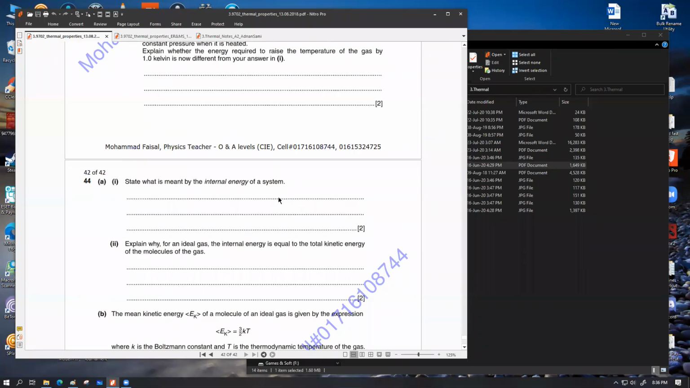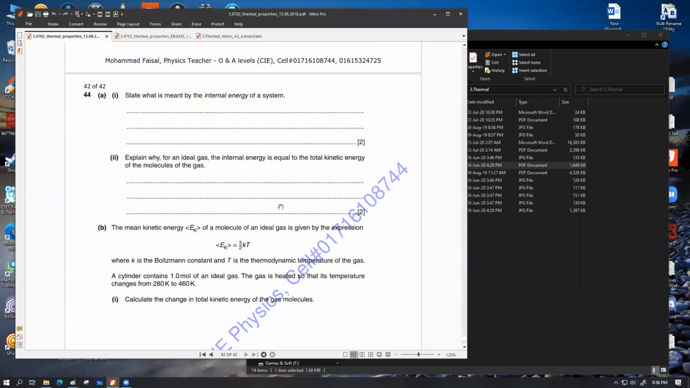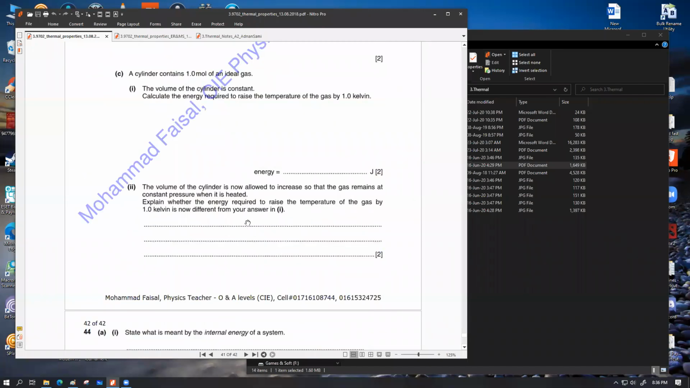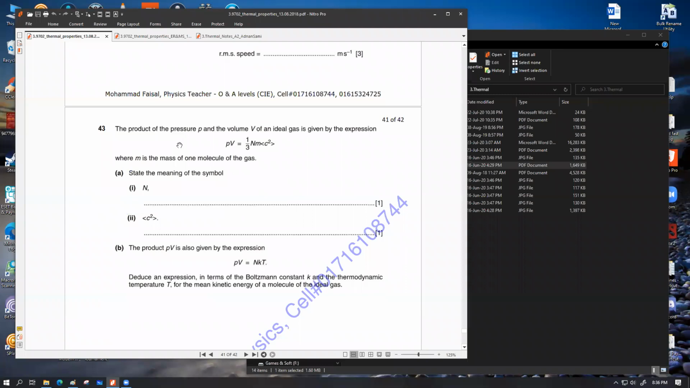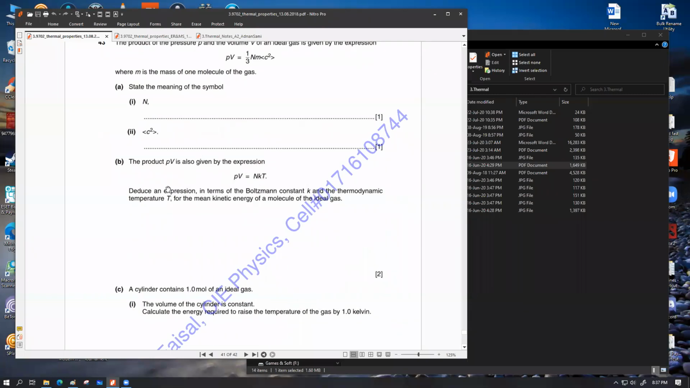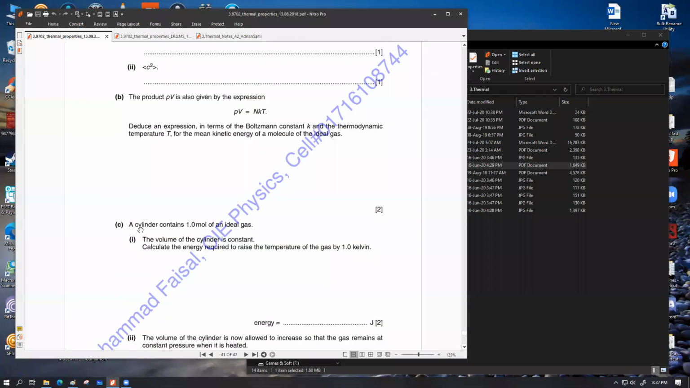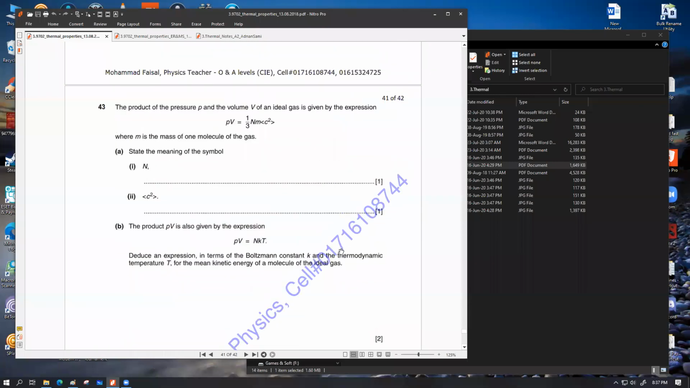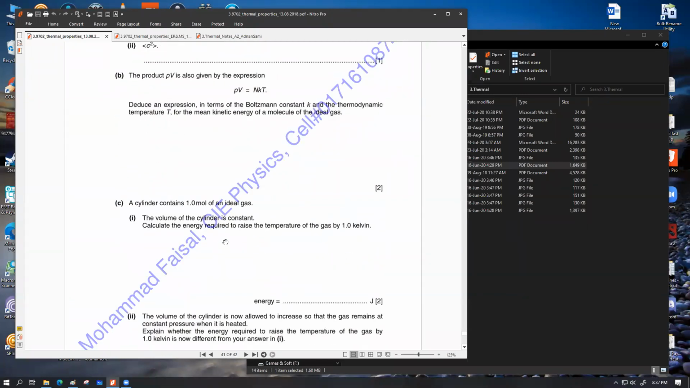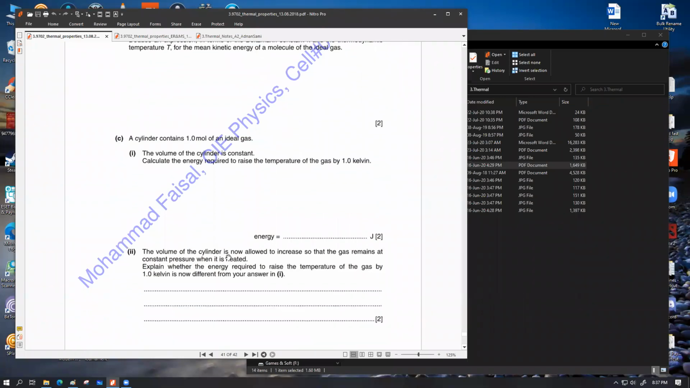Sir. Yes. What about the last part of 43? This one? Yes, sir. The product of the pressure and the volume of an ideal gas is given by the expression. Of a cylinder containing one mole of an ideal gas, the volume of the cylinder is constant. Calculate the energy required to raise the temperature of the gas by 1 Kelvin. এটা বাইর করতে আমাদের কি লাগবে? আচ্ছা, delta K equals to 3/2 k delta T.